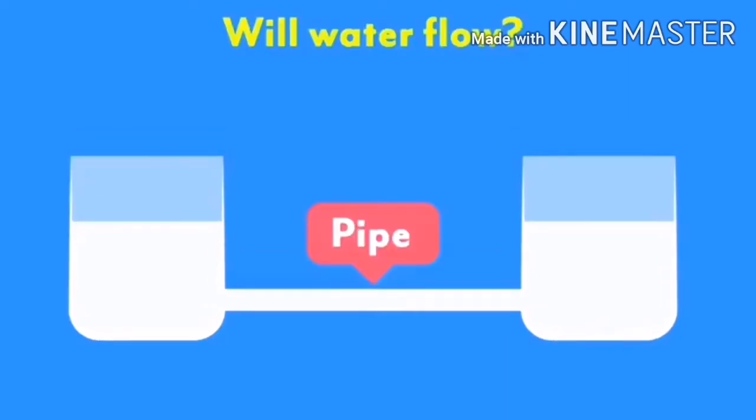Students, imagine you have two beakers filled with an equal amount of water, both connected to each other by a pipe. If you observe these two beakers for a few seconds, will water flow from one beaker to another? No, you will see that the water remains the same. There is no flow of water from one beaker to another.